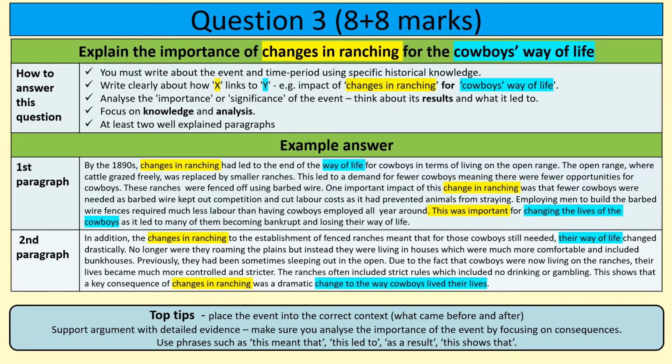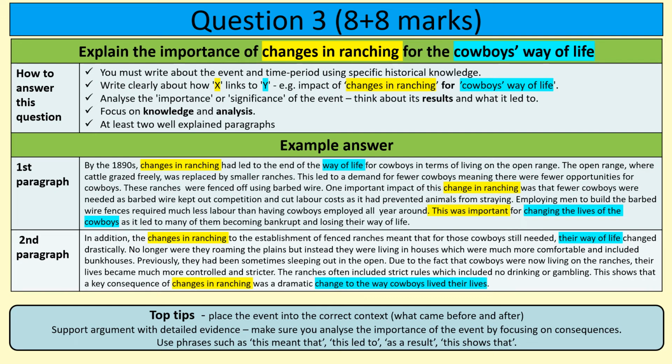No longer were they roaming the plains, but instead they were living in houses which were much more comfortable and included bunk houses. Previously, they had been sometimes sleeping out in the open. Due to the fact that cowboys were now living on the ranches, their lives became more controlled and stricter. The ranches often included strict rules which included no drinking or gambling. This shows that a key consequence of changes in ranching was a dramatic change to the way cowboys lived their lives.